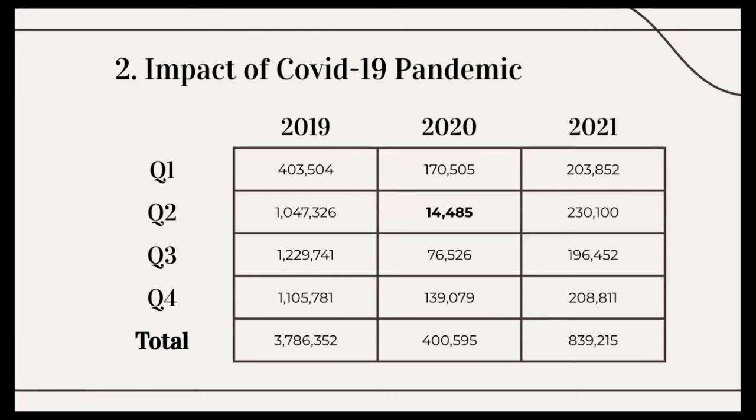The next research objective is to see the impact of the pandemic on West Nusa Tenggara's tourism. This table from the statistics of the Tourism Office of West Nusa Tenggara shows the number of tourists, both local and international, to West Nusa Tenggara during the year 2019 to 2021. The bold number here in Q2 of 2020 indicates a significant drop during the pandemic when the government implemented community activity restriction. So we can conclude that the pandemic has a very negative impact on West Nusa Tenggara's tourism sector.